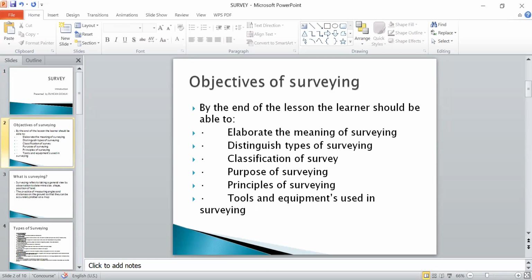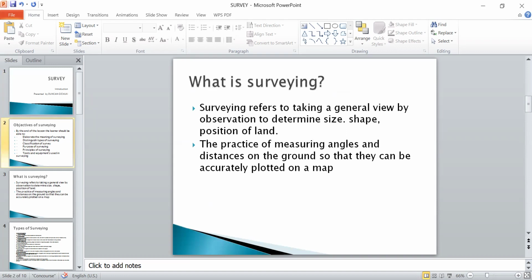So, by the end of this lesson, the learner should be able to, number one, elaborate the meaning of surveying, two, distinguish the types of surveying, three, classification of survey, the purpose of conducting this survey, the principle of the survey, and the tools that will be used to conduct the survey.